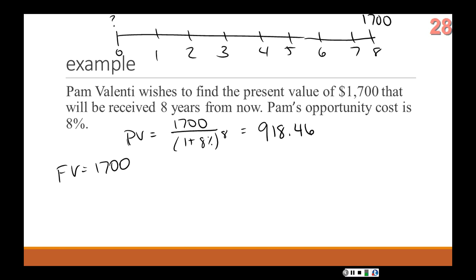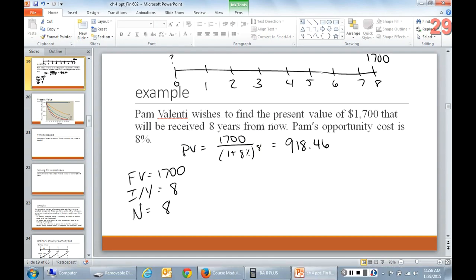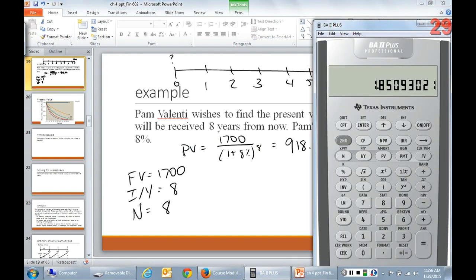So anyway, the inputs for our calculator, the future value is 1,700. The interest rate is 8%, which we enter in as a whole number. N is 8. And we're wanting to know what the present value is. So we can work this out in our calculator. The first step always is to clear your time value of money. So second and clear TVM above the future value button. Second and clear TVM.